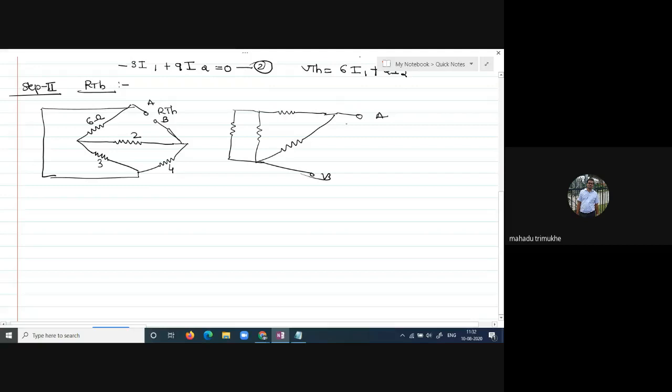That is your RTH. This is your 6 ohm. This is your 3 ohm, in parallel with the 6, in series with the 2 ohm resistor, which is in parallel with the 4 ohm resistor. Now tell me, what is the value of RTH?